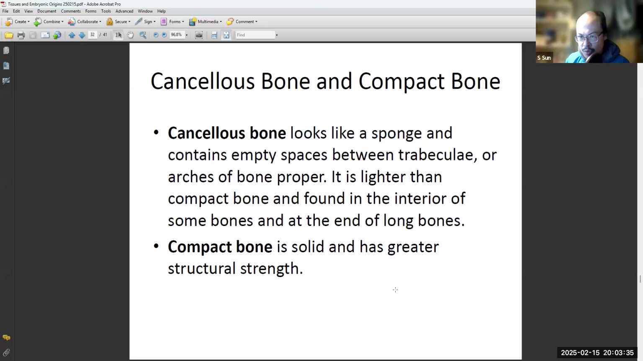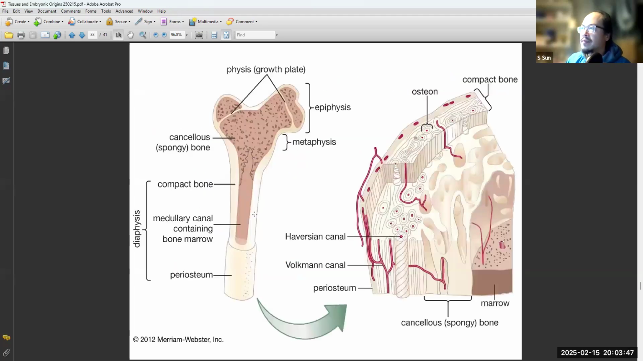There are two types of bone structure. One is called cancellous bone, also called spongy bone. The other is called compact bone. Here is a picture of a long bone. We have compact bone as the shaft of the long bone, and spongy bone located in the two ends of the long bone. You can see that this is highly vascularized. You see the blood coming in to nourish your cells. So those are the two types of bone.